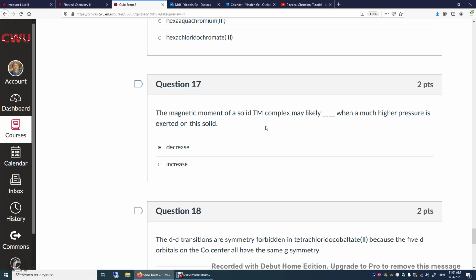Let me give you a more concrete example. Let's look at a d5 electron configuration. In the high spin case, all 5 d orbitals are occupied. In the low spin case, only 3 orbitals are occupied: only dxy, dyz, and dxz. dz squared is empty, dx squared minus y squared is empty. So the low spin cases have smaller volume. And when you exert a high pressure on a transition metal complex, it's more likely you compress the high spin complex into a low spin complex.